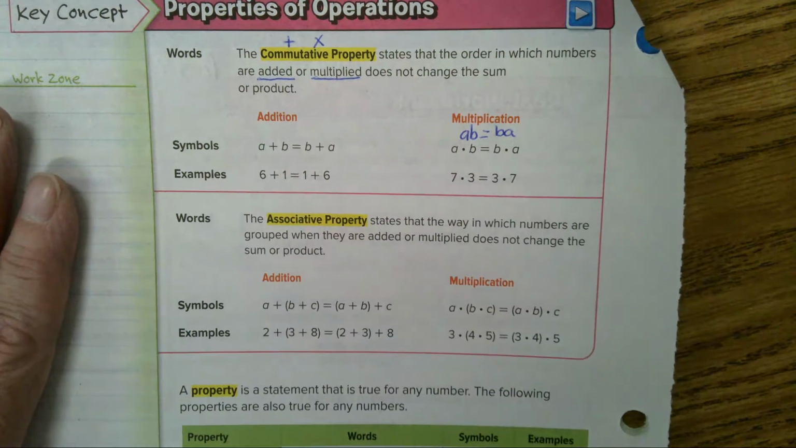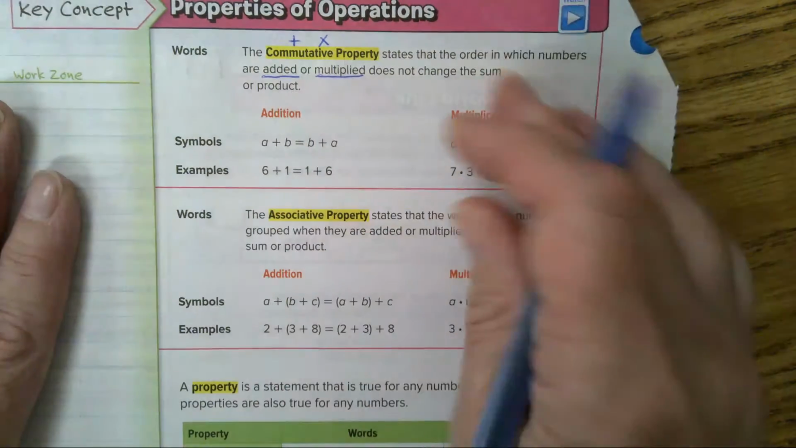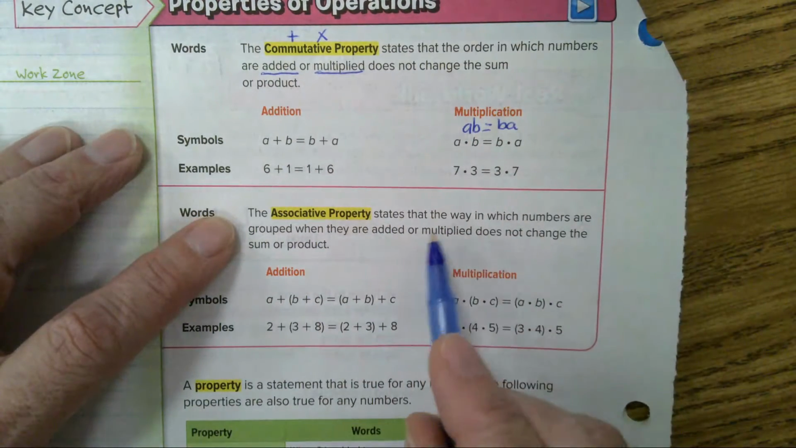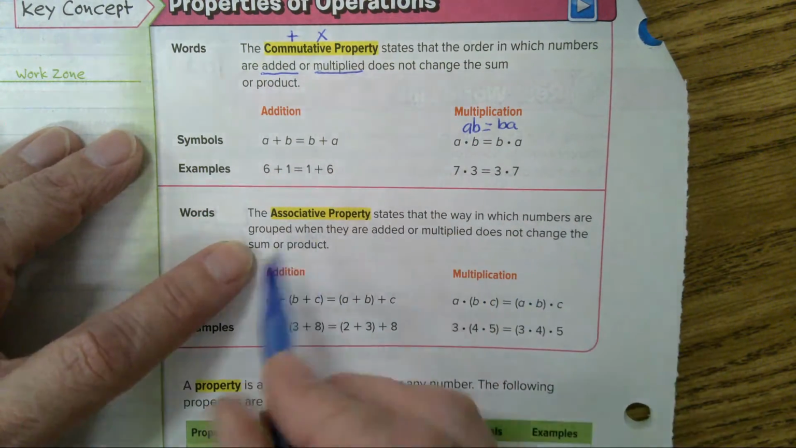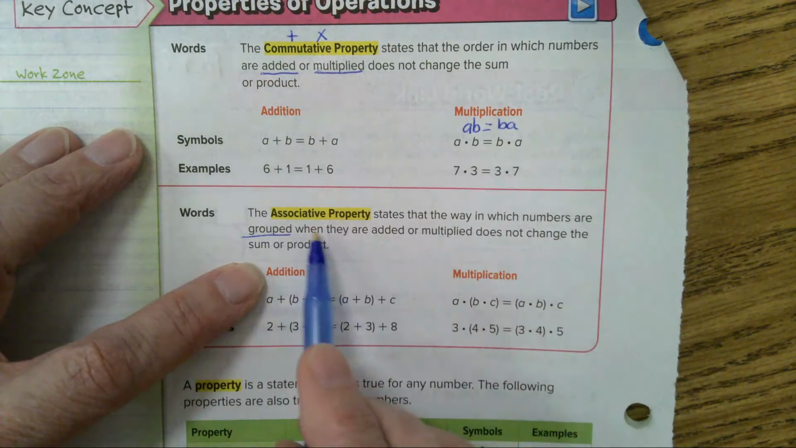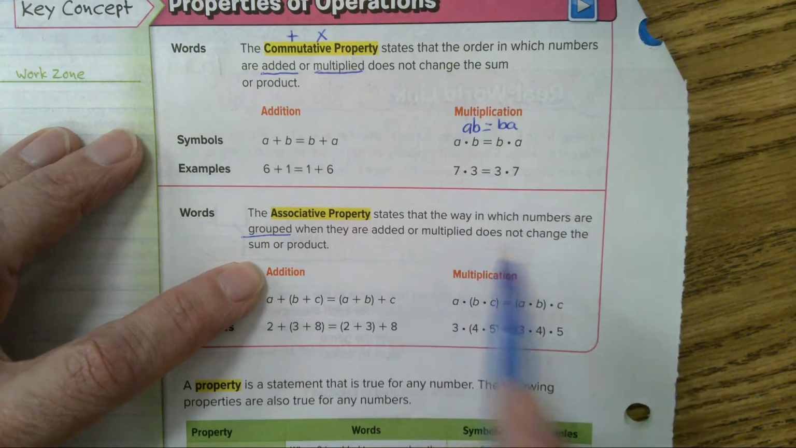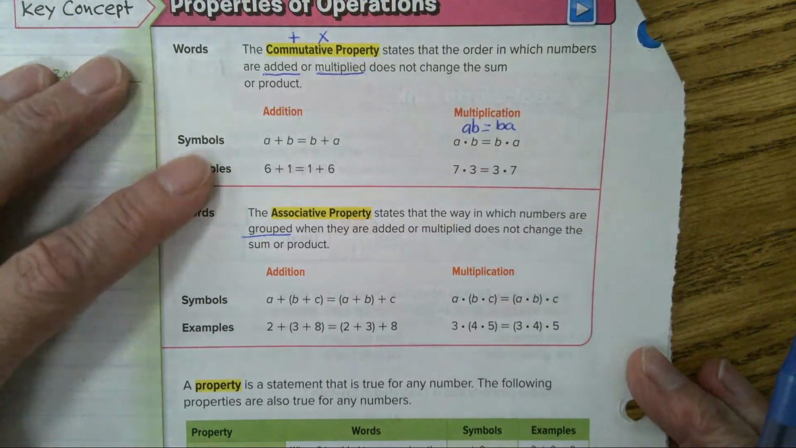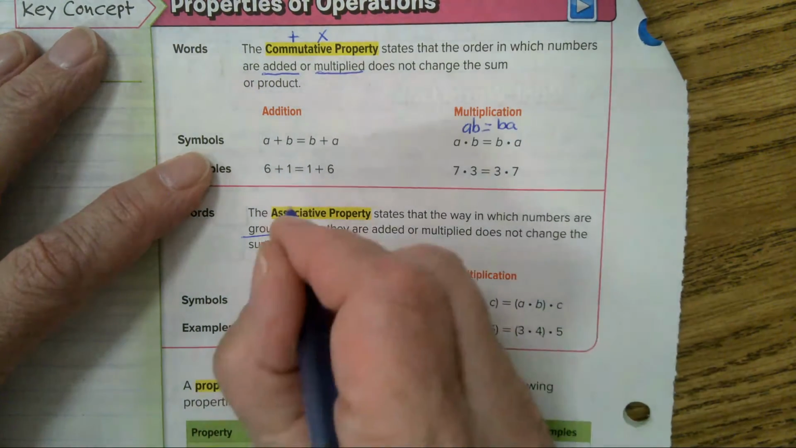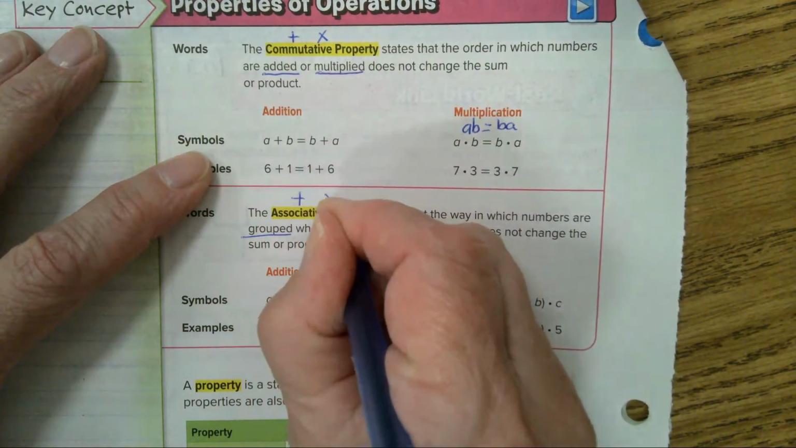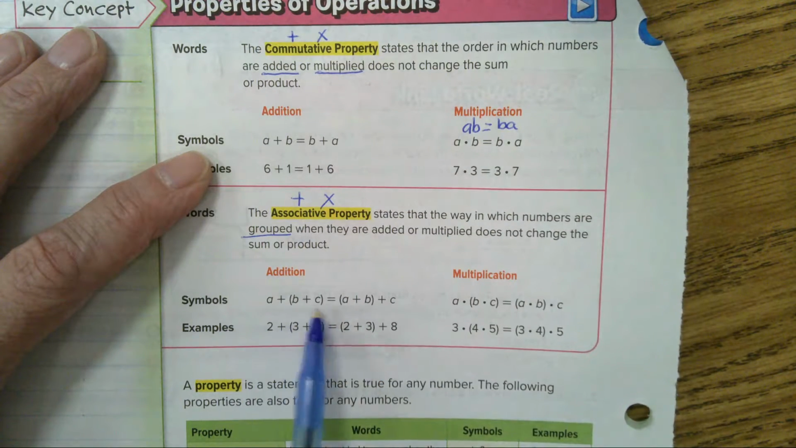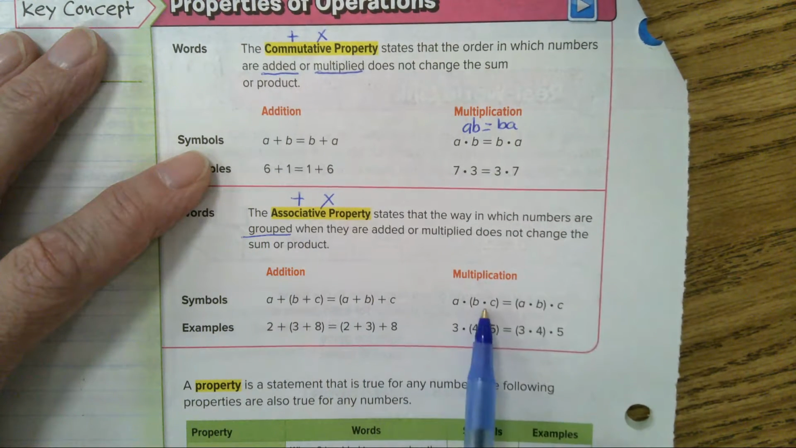Okay. Associative property. The associative property states that the way in which numbers are grouped when they are added or multiplied does not change the sum or product. Once again, it's only true for adding and multiplying, when they are all adding or when they are all multiplying.